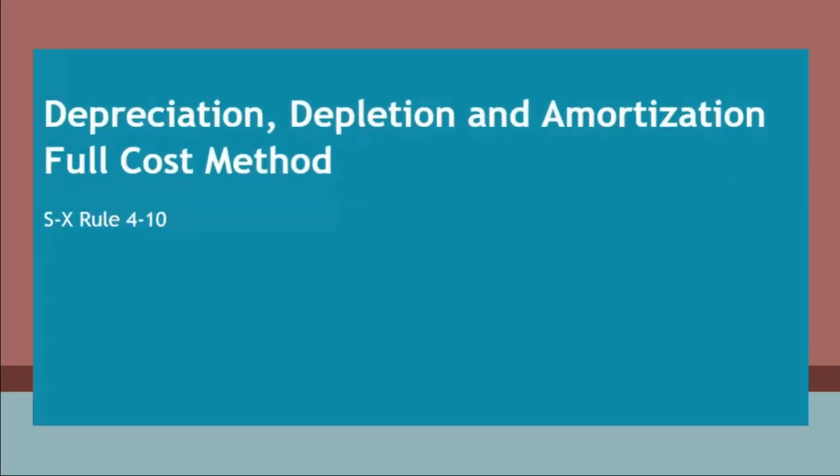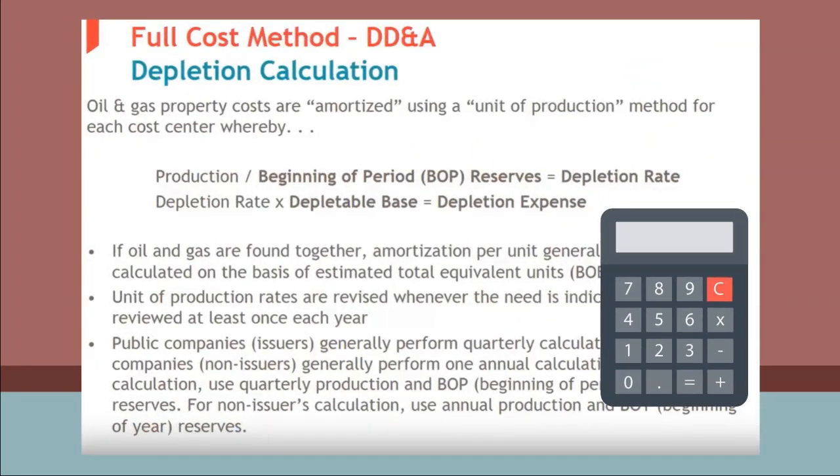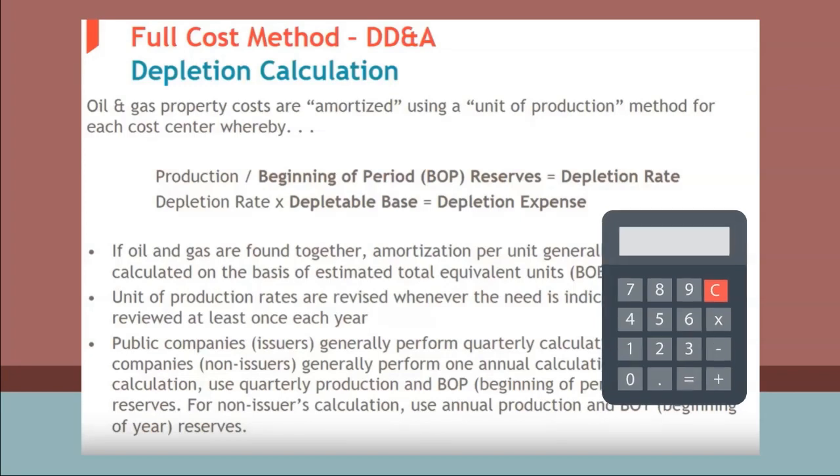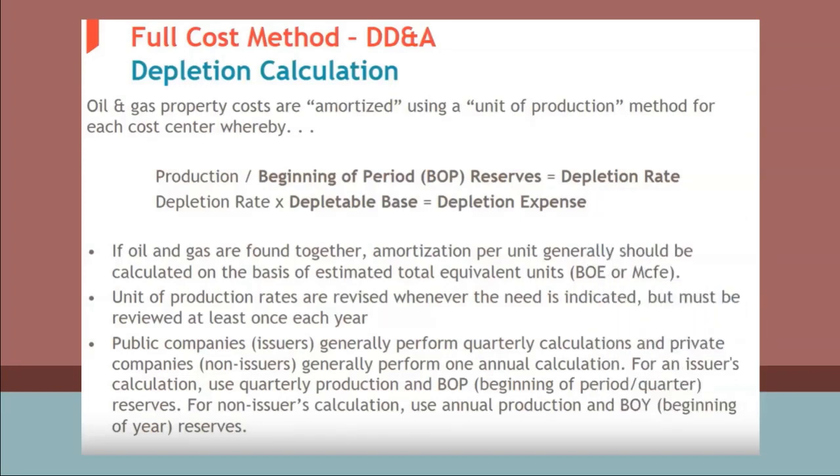Okay, depletion. Let's get into it. So here's the calculation, high level. Oil and gas property costs are amortized using a unit of production method for each cost center. Cost center, again, is by country. So for full cost, generally, a lot of our clients are all in the U.S., so every cost associated with any well in the U.S. is grouped in a cost center and depleted together.